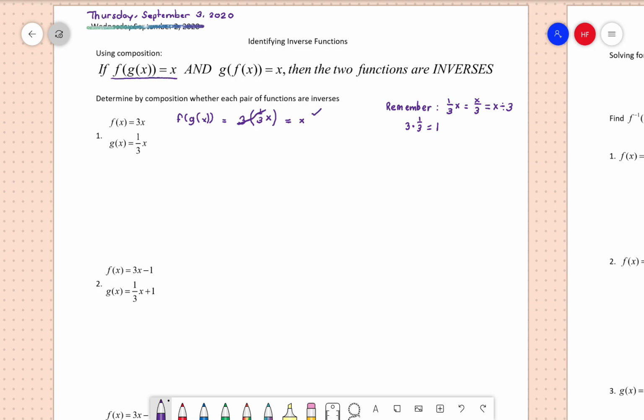And it does. So now we need to check, does g of f of x equal x? We're going to plug the function f of x into the function g. My function g is 1/3 times x, and instead of writing an x, we're going to write the function f of x, so 3x. Again, we have 1/3 times 3, which we saw is 1. So we got 1x, which we write as x. They both equal x, so these are inverses.